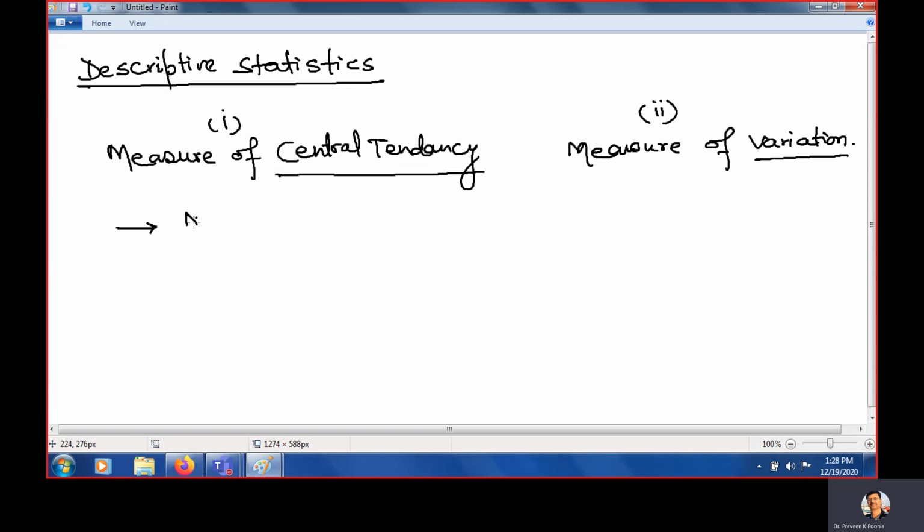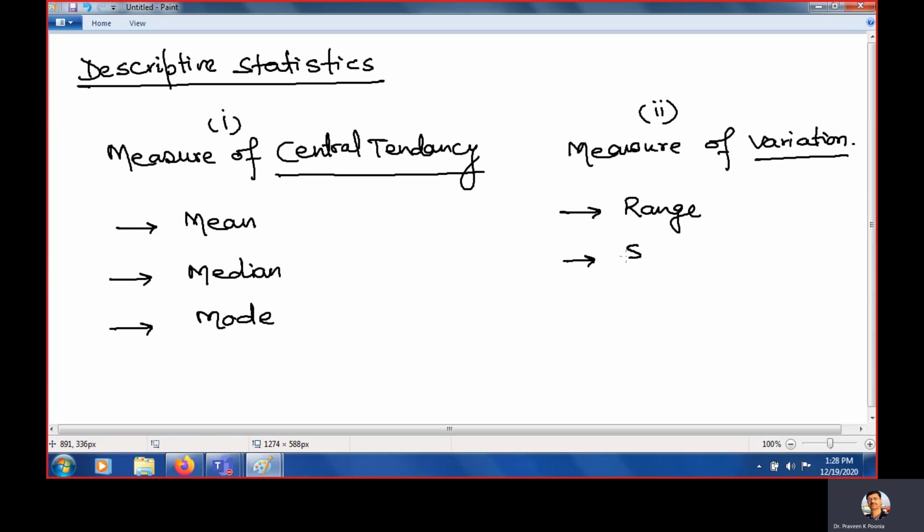Now in central tendency, we have three things: mean, median, and mode. These are the three central tendency measures we are going to study. And for variation, first we study the range, then we will study standard deviation, and third we will study the variance. Clear?